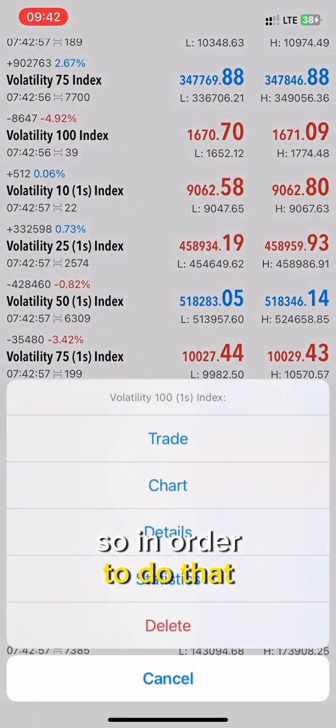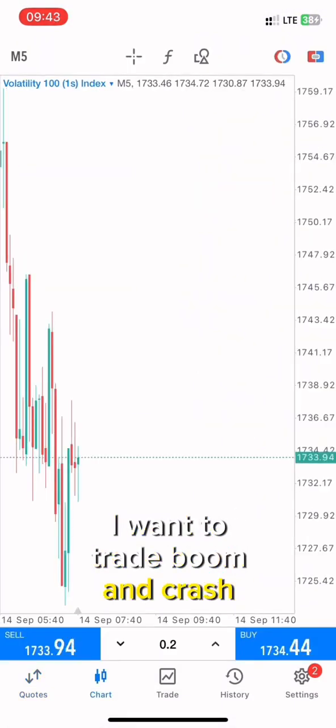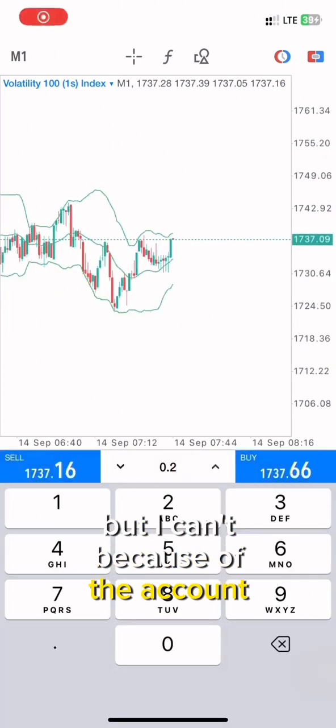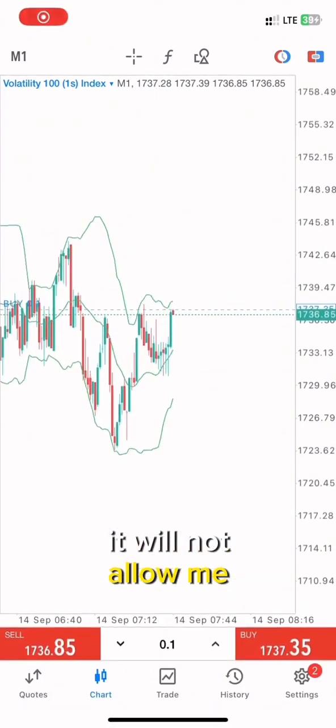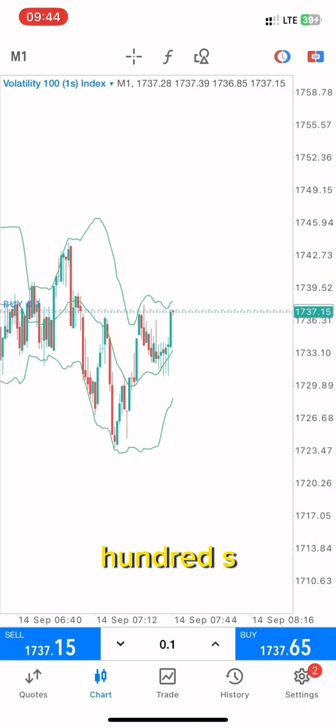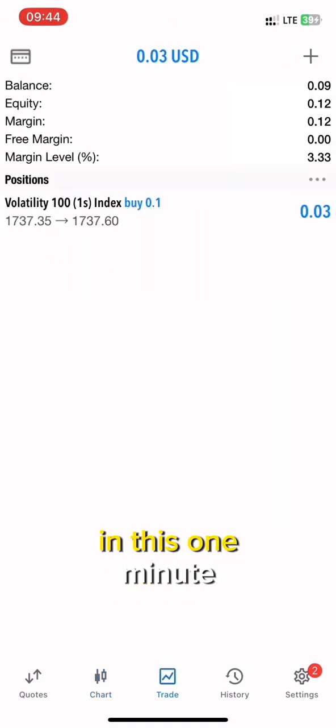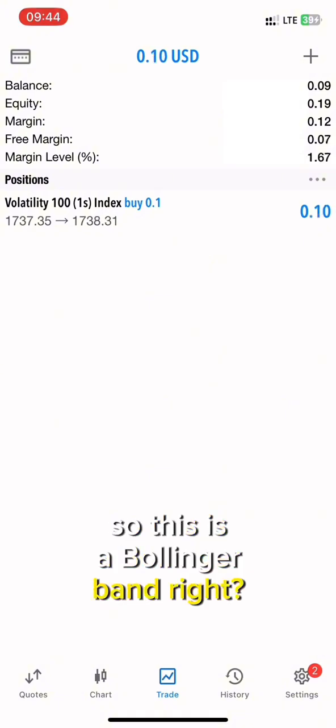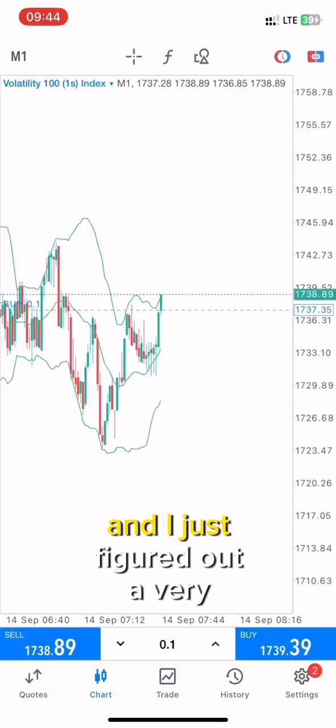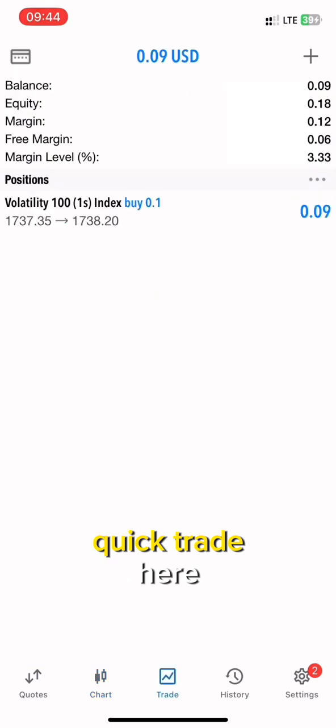So in order to do that, I want to trade Boom and Crash, but I can't because of the account size. It will not allow me. So I will use Volatility 100s. Pay close attention to what I'm doing here in this 1 minute. So this is a Bollinger Band, right? And I just figured out a very quick trade here, sharp entry.